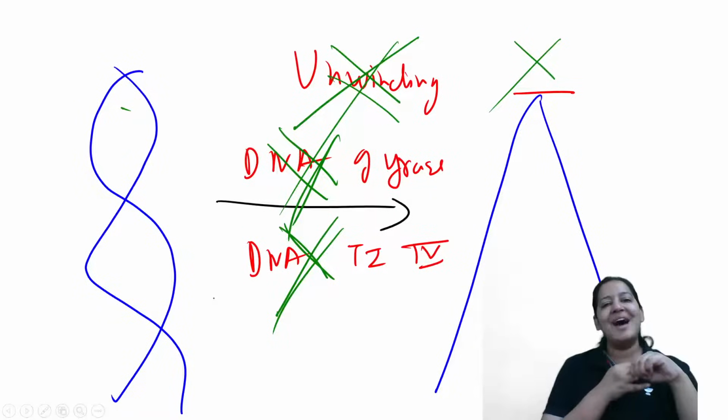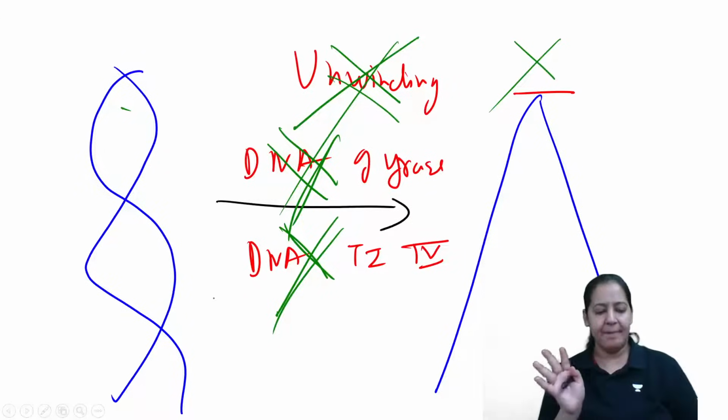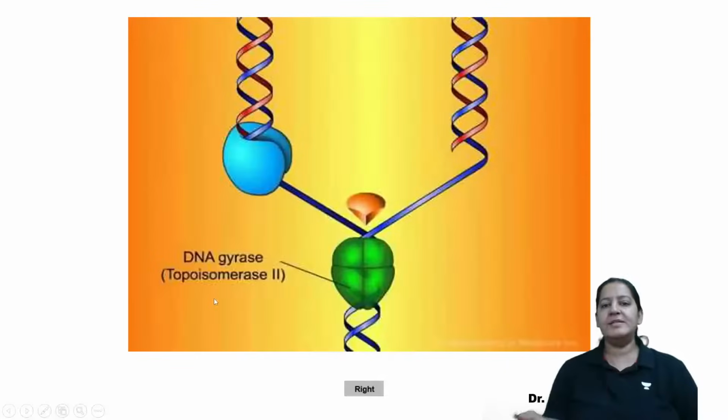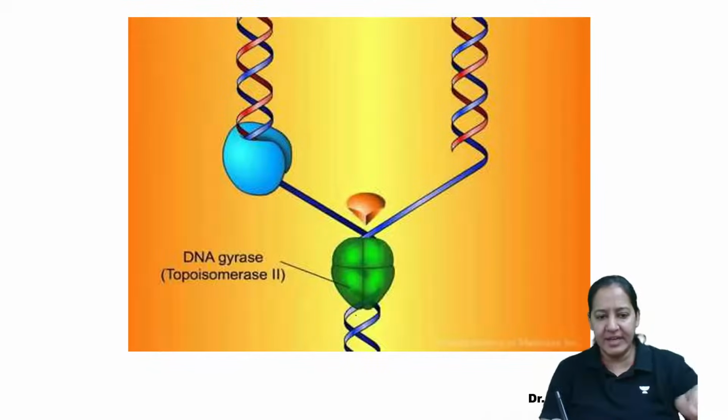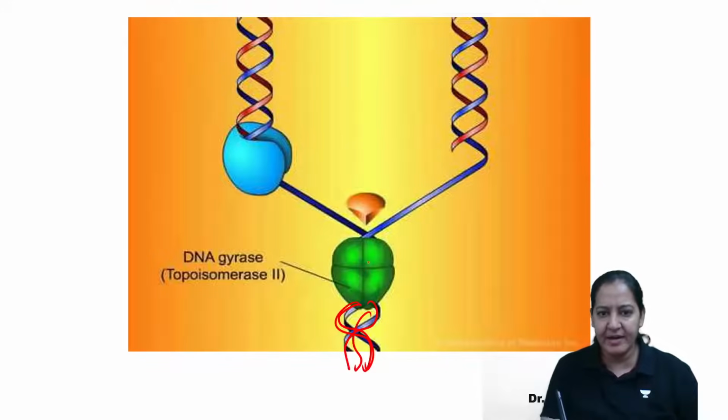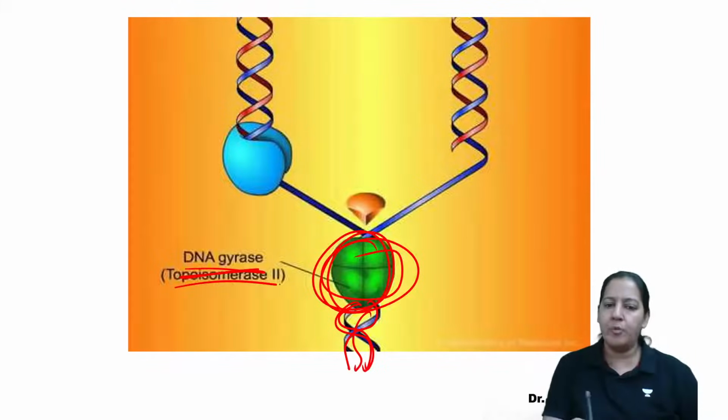Say yes. So that is the unwinding. This is how unwinding works. The unwinding step needs two enzymes. Do you know the names of the two enzymes? Can you see this diagram? Can you see this is double-stranded DNA? Here I am drawing. See, this is double-stranded DNA. If you want to replicate it, this is the enzyme coming. The name of the enzyme is either DNA gyrase or topoisomerase 4, depending on gram-positive or gram-negative.